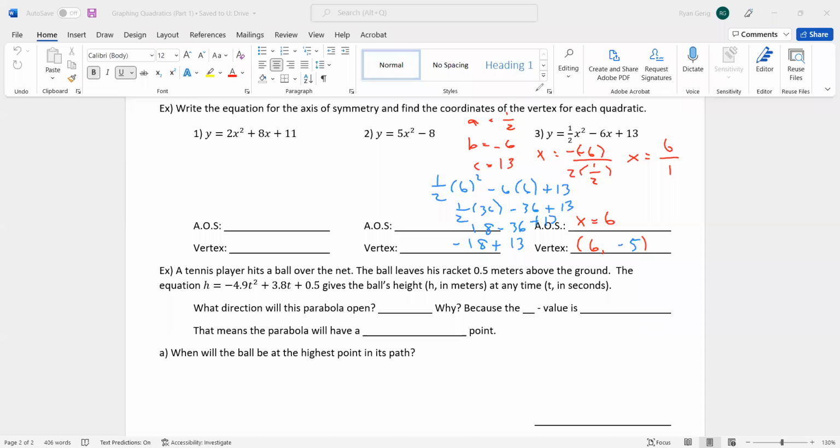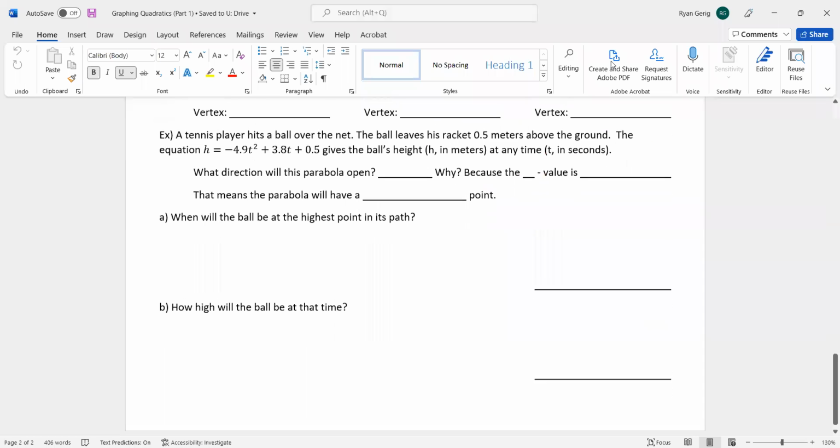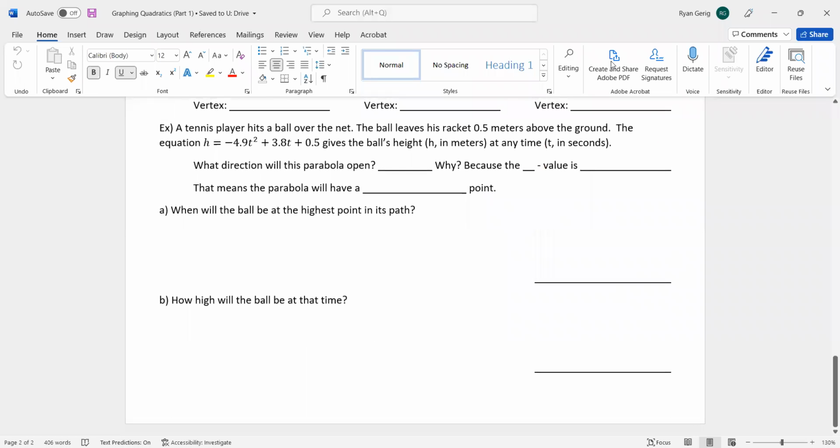Now, a lot of people are going to see these word problems and freak out. Don't. These are very, very easy. A tennis player hits a ball over the net. The ball leaves his racket 0.5 meters above the ground. The equation that is right there gives the ball's height. And I am going to tell you what these things mean in the problem. The ball's height is called h. So that height of the ball is changing, right? At any time t. So t is in seconds.